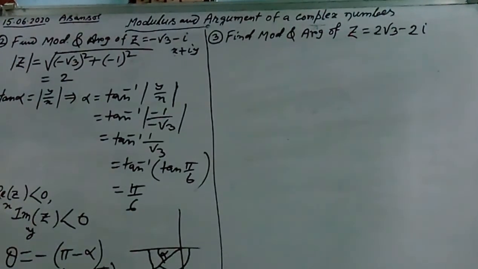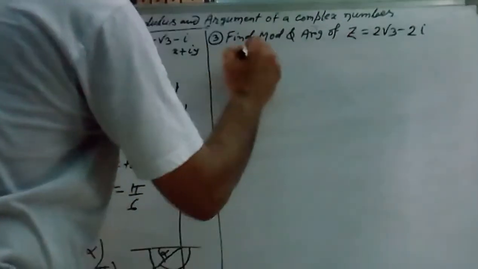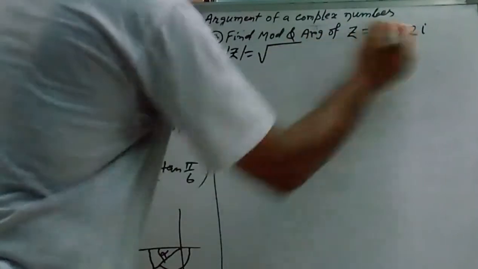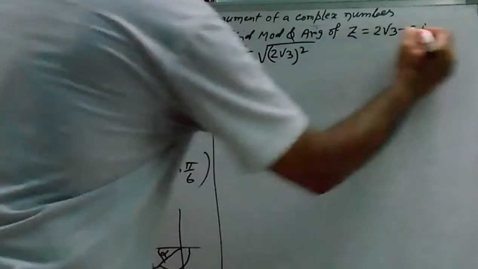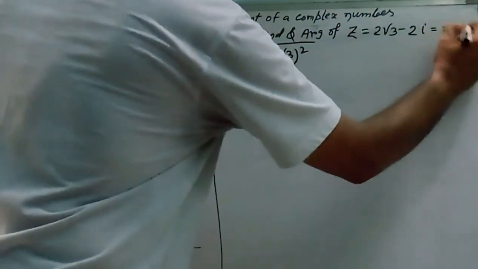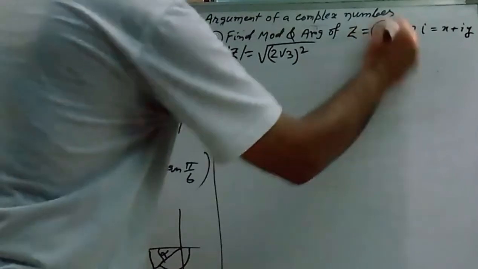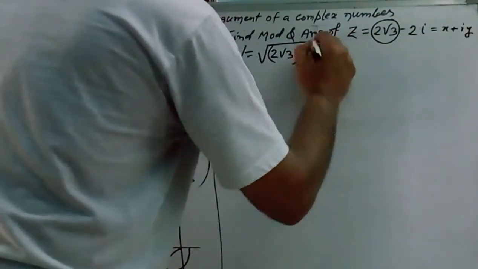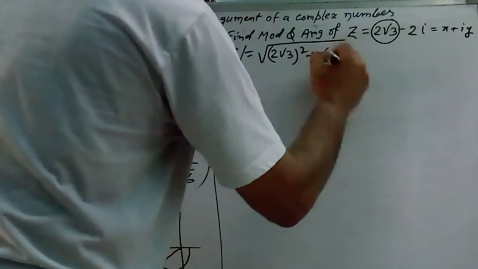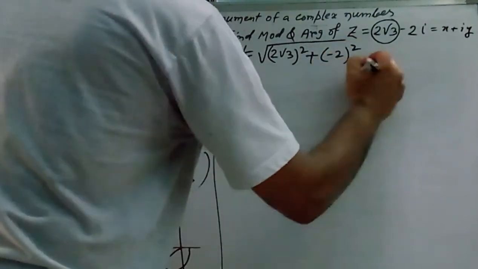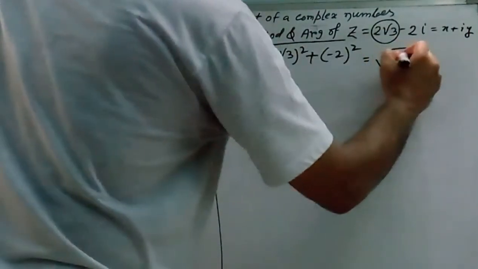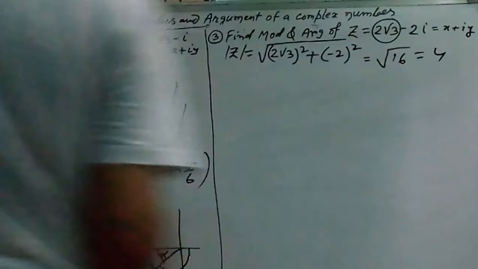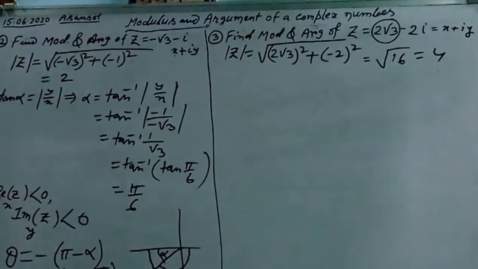Next question: find the modulus and argument of z is equal to 2 root 3 minus 2i. So mod z is equal to the square root of x square plus y square, in the form of x plus iy. In place of x, 2 root 3, and in place of y, minus 2. So this is equal to the square root of 12 plus 4, 16, that is equal to 4. So we got mod z is equal to 4.